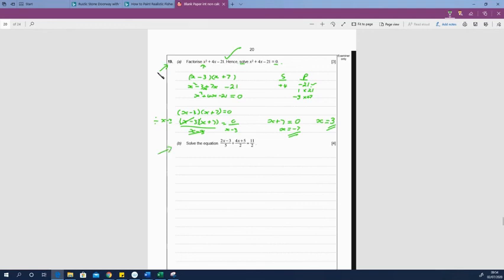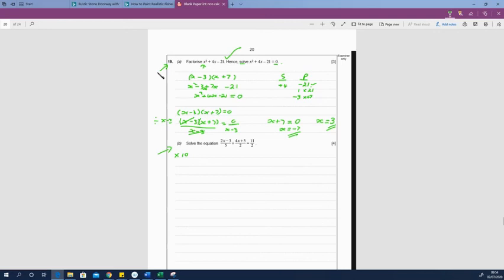The next part of the question asks us to solve this equation. In order to solve this equation, I want all the terms to be not fractions. So if I multiply each side of the equation by the lowest common multiple, which will be 10, I'll be able to get rid of all these fractions in my equation.